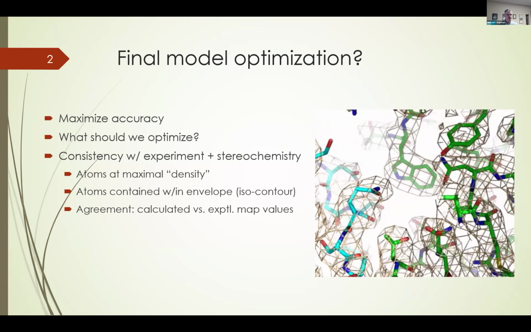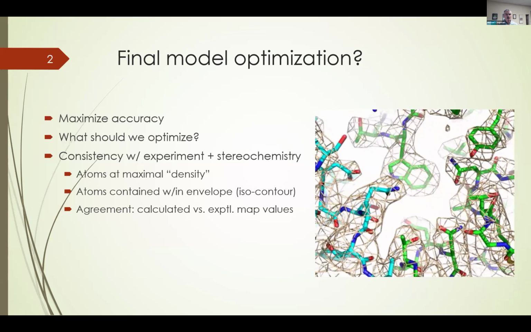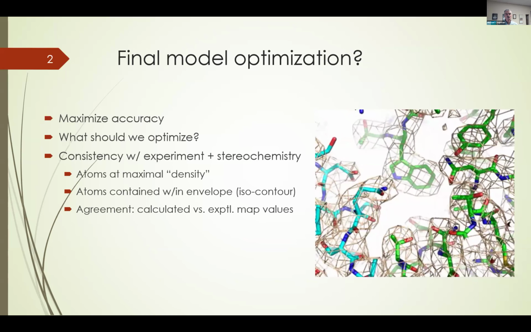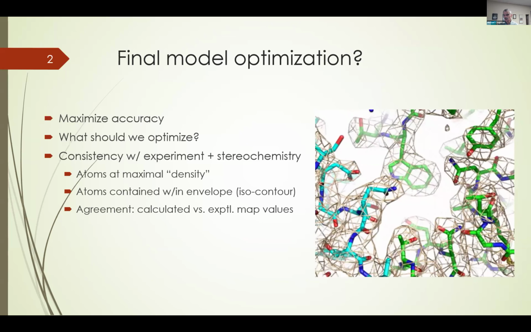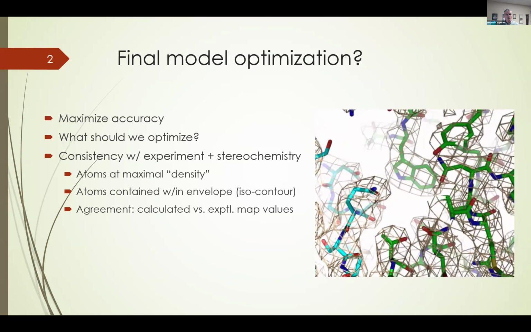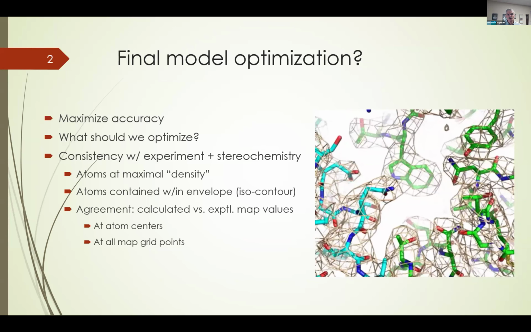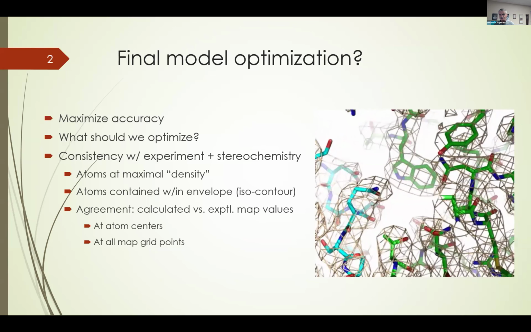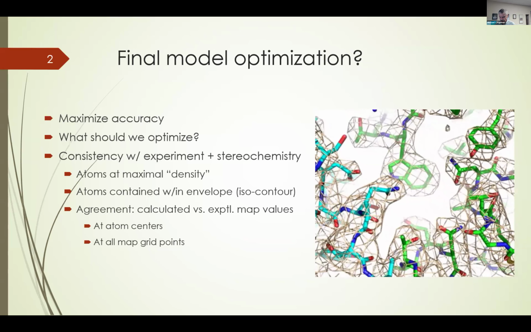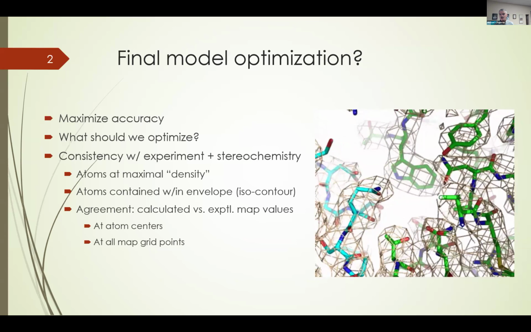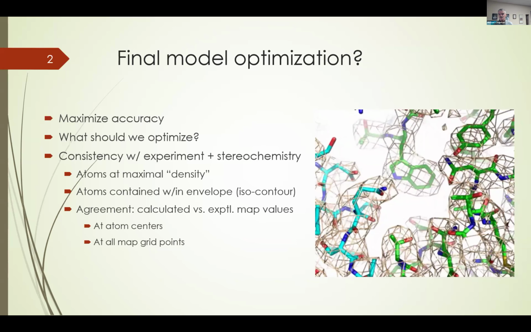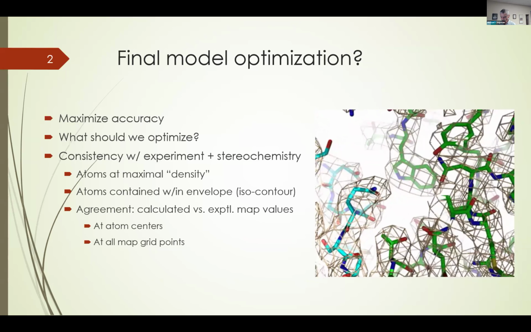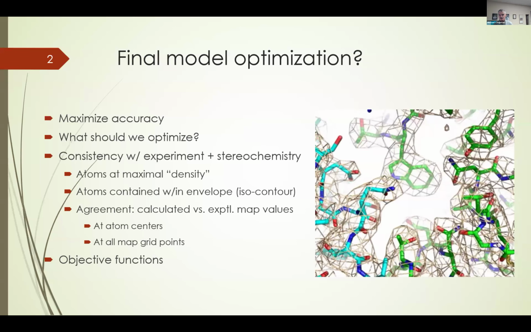And we can get progressively more sophisticated, trying to maximize the agreement of density values between calculated and observed maps at points in the map. We have further decisions to make as to whether we're going to do this evaluation just at atom centers or whether we're going to use all map grid points. Now, each of these choices is, in mathematical jargon, in terms of objective functions or targets to be optimized. And there are programs that encode every one of these.